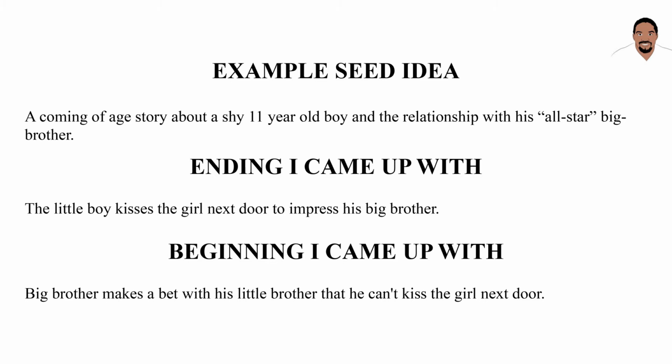Maybe an event of some kind can happen in the middle to twist everything around, perhaps. So again, in the beginning, something happens. In the middle, something happens. And in the end, something happens. So we have physical events that happen that move the story forward. You see how that works? So the big brother physically makes a bet with his little brother that he can't kiss the girl next door. And the terms of the bet, I'm going to figure out when I start to write the actual screenplay.